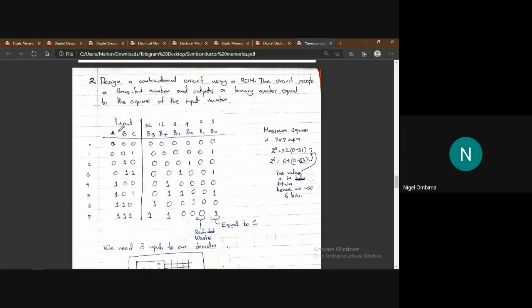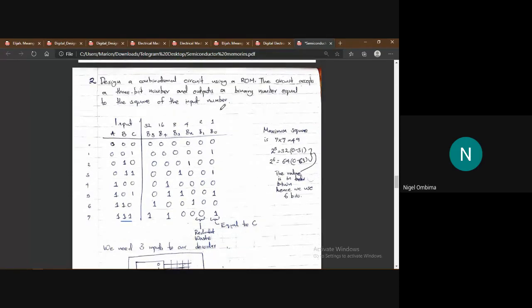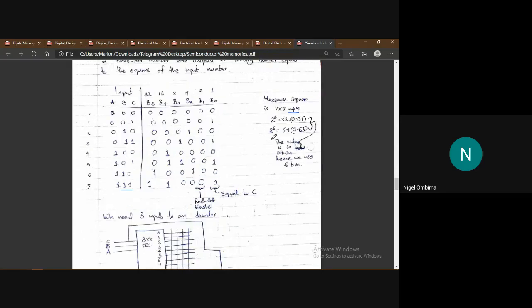So our input is 3-bit, so I drew this table. I listed all the minterms up to 7 at the end. The maximum square of this data will be 7 by 7, because this is just the binary of the decimal. So the maximum square will be 7 by 7, which is 49. For now, just ignore this other part; I'll explain as I go along. So just focus on what I have said. The maximum square is 7 by 7.